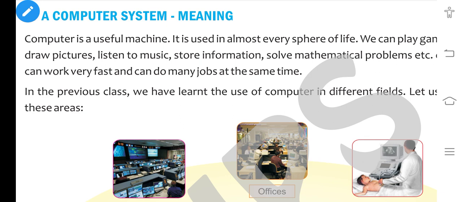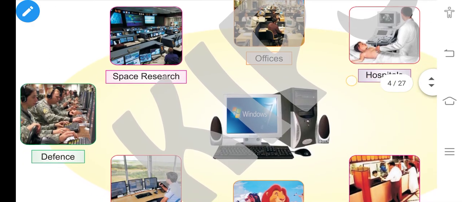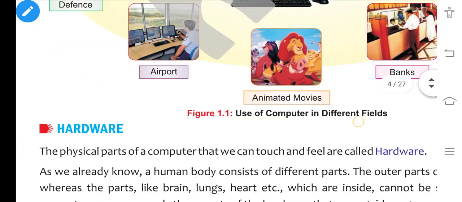A computer is an electronic device which accepts data as input and gives results after processing. Now this is the definition of a computer. These days we are using computers in every field such as offices, hospitals, banks, airports, etc. So this way we can understand the meaning of computer system.